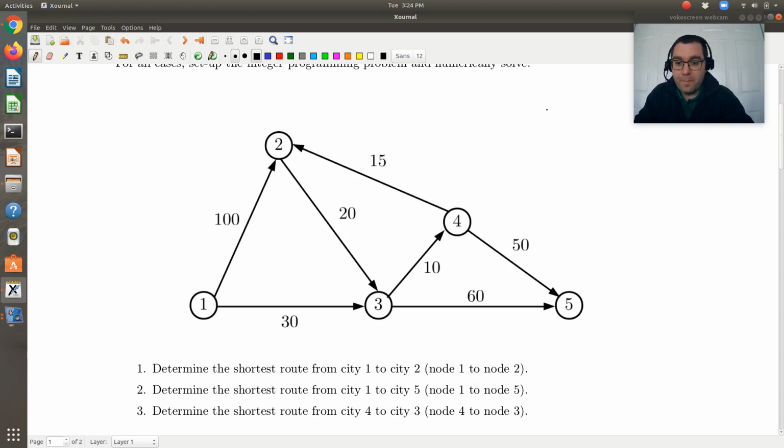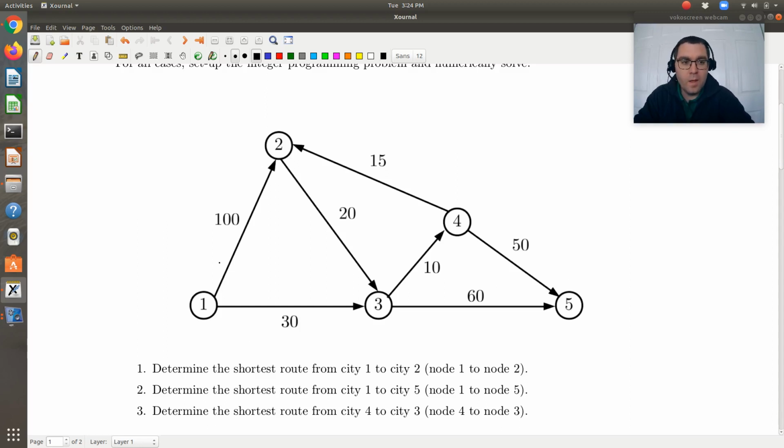Okay, so here we go. Problem 1: determine the shortest route from city 1 to city 2. So that's node 1 to node 2. When we look at our diagram, we're going to start in node 1 here, and we want to find the shortest distance to node 2. I know that I'm going to be able to go directly from 1 to 2, or I could go, say, from 1 to 3, 3 to 4, 4 to 2. And that looks like it'd be all, right? Because I can't go from 1 to 3 to 4 to 5, I would end at 5.